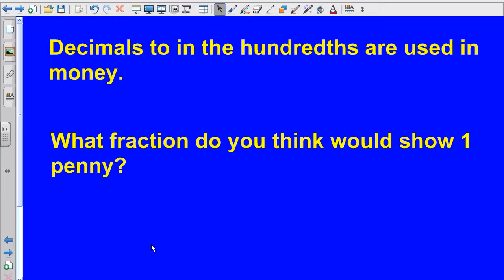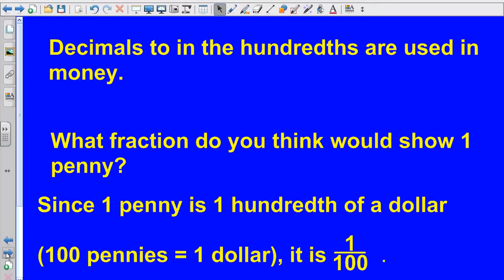Caitlin? $0.01, but actually for the fraction. Oh, 1 out of 100. Right. Why is it 1 out of 100? Because you need 100 pennies to make a dollar. Exactly. You need 100 pennies to make a dollar. So, since 1 penny is 1/100th of a dollar, you have to have 100 pennies to make that dollar. So that's 1 out of 100.